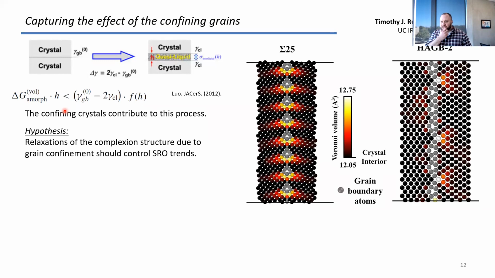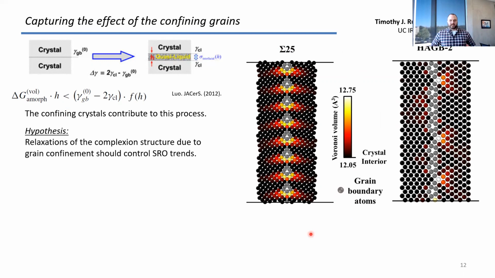And one way you can kind of see this is to just look at the grain boundaries that we're studying before we allow the complexion transition to occur. So these are undoped boundaries. It's just looking at the crystallography. And on the left side here, we have a symmetric boundary. On the right side, we have an asymmetric boundary.